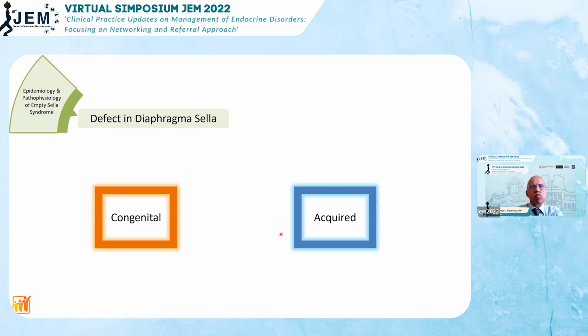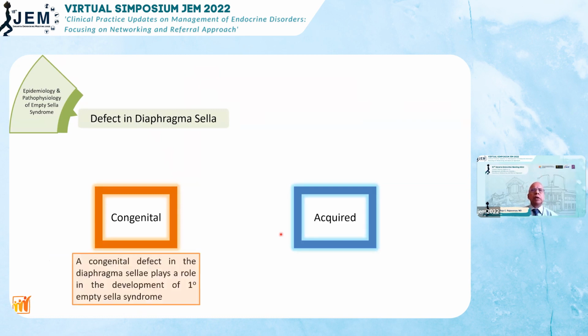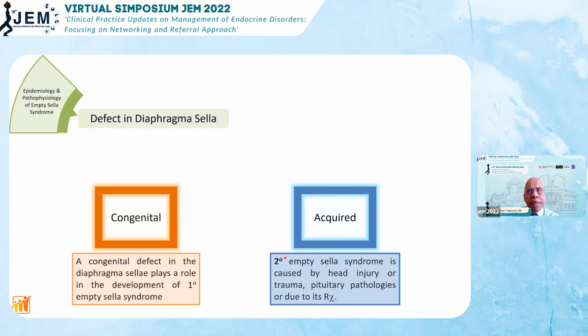Etiology-wise, we do generally divide into congenital and the acquired group. Congenitally, it is supposed that there is a defect in the diaphragm sellae, and this plays a role in the development of the primary empty sella. The secondary empty sella is caused by head injury, trauma, pituitary pathologies, or sometimes when we treat pituitary problems.